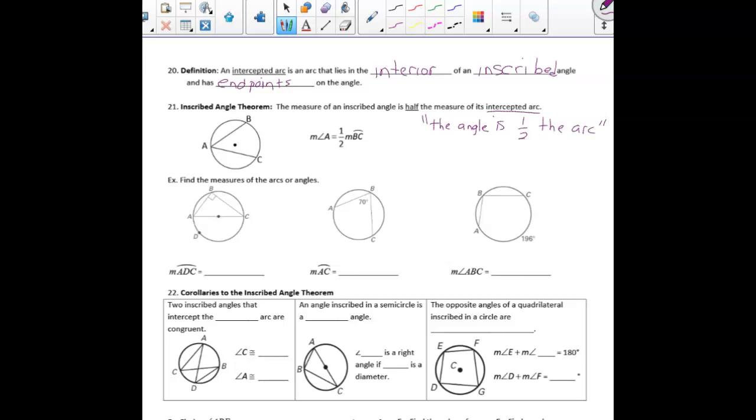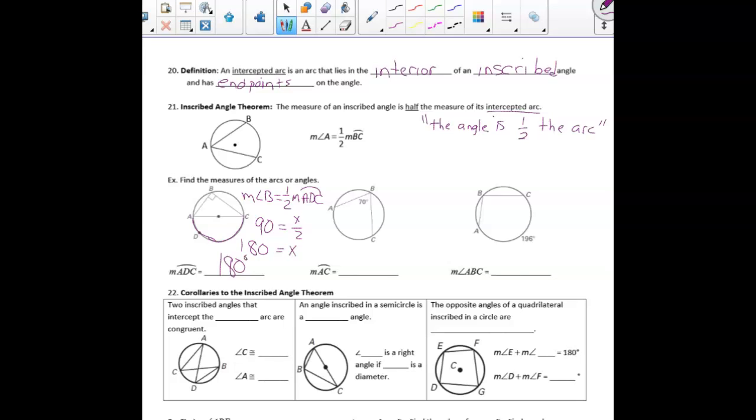Okay? The measurement of angle B is 90 degrees. Okay? We can do this technically. It's 1/2 the measure of arc ADC. Here's the arc we're referring to. Okay, well, 90 equals x divided by 2. So, x is 180 degrees. So the measurement of arc ADC is 180 degrees.